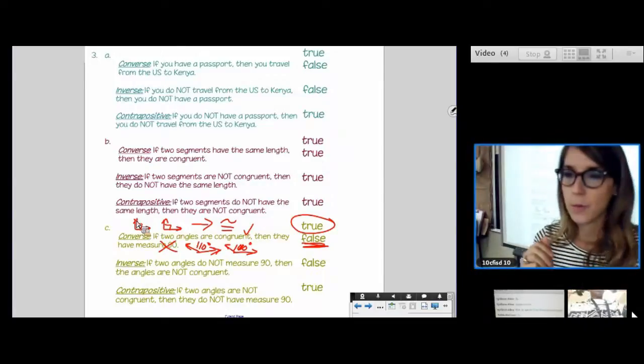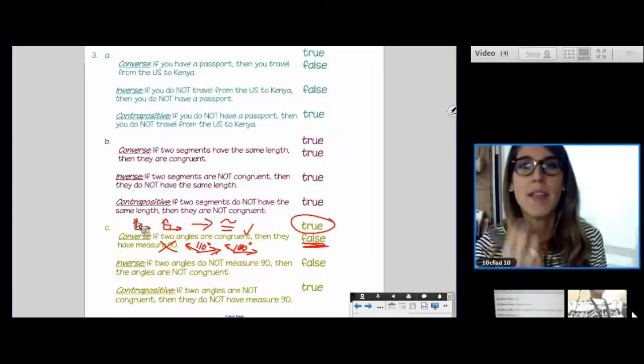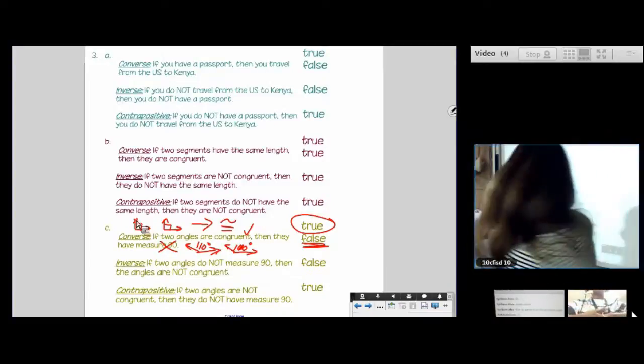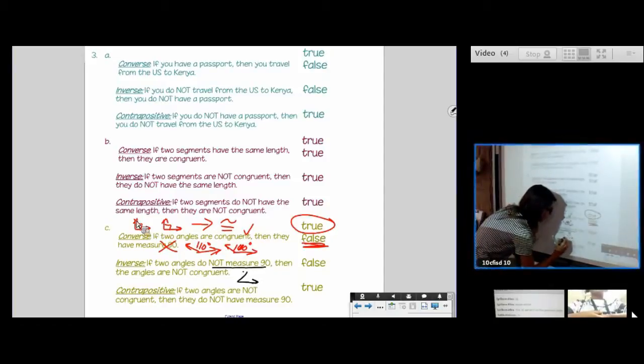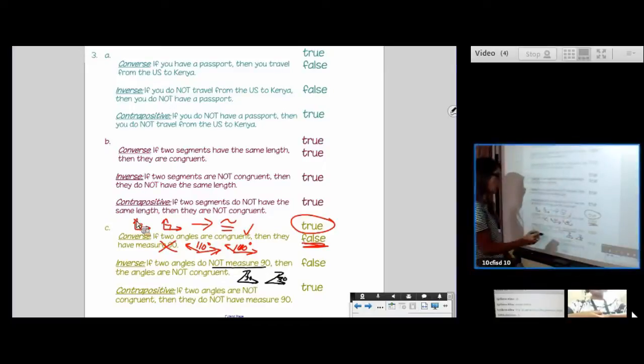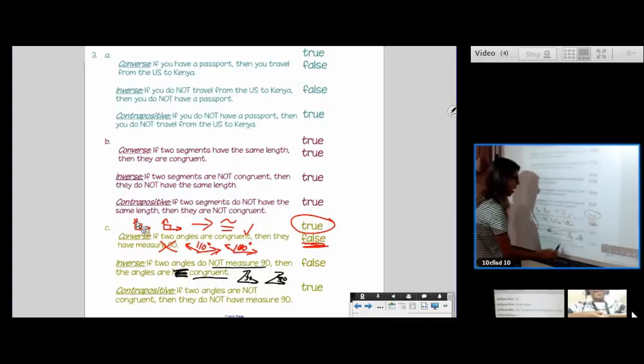Okay, let's see if I can prove it wrong. That's what you're trying to do. Try to find the flaw. Try to prove it wrong. So, I'm going to draw two angles, and I'm going to make sure they do not measure 90. All right, this one measures 30. This one measures 30. If they don't measure 90, then they're not congruent. Well, I just drew two that are congruent.